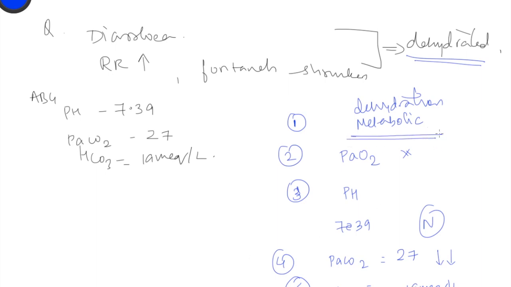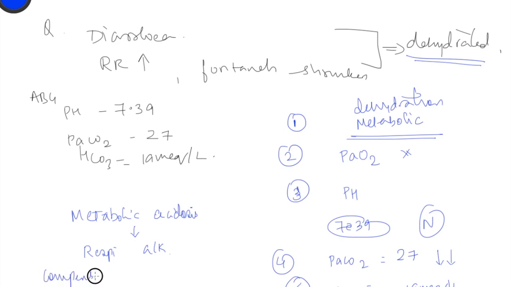Okay, so what happens is, because of this, let's say there was metabolic acidosis. Because of that there was a compensatory mechanism, that is respiratory alkalosis. Since our pH is balanced, I would say it is a compensated metabolic acidosis. Okay, why did we say it is metabolic acidosis?